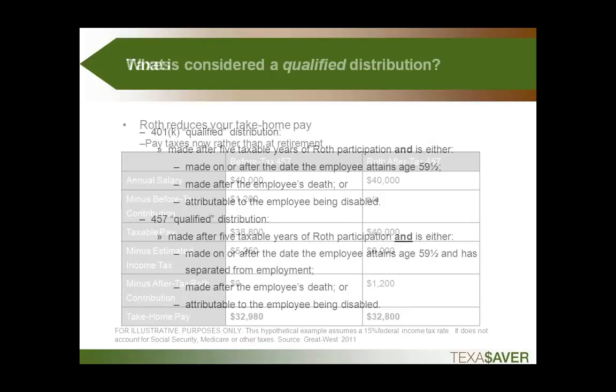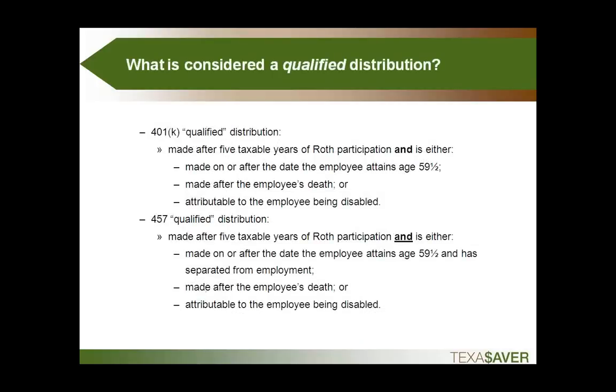So we've talked about how the money goes in and what the limits would be, but we've got to talk about how the money comes out, and that is a qualified distribution. What is a qualified Roth distribution? Well, for the 401k plan, this means that it is generally one that is made after 5 taxable years of Roth participation and is made on or after an employee reaches age 59 and a half, after an employee's death, or is attributable to an employee becoming disabled.